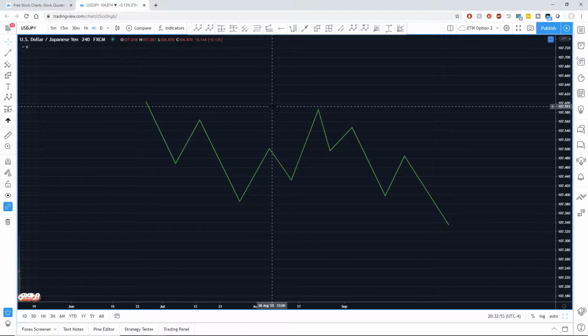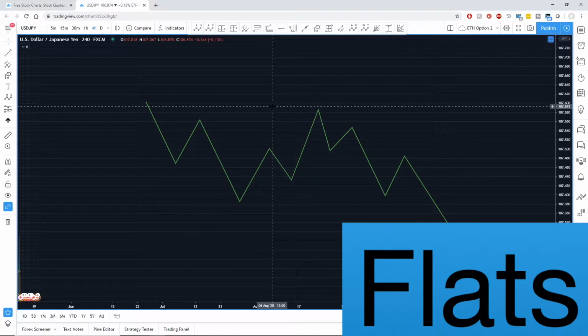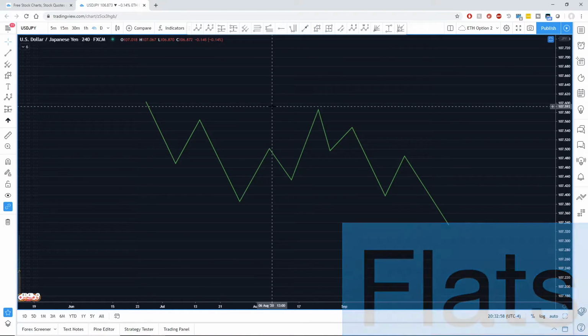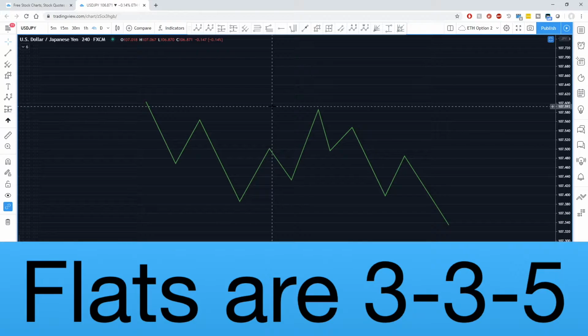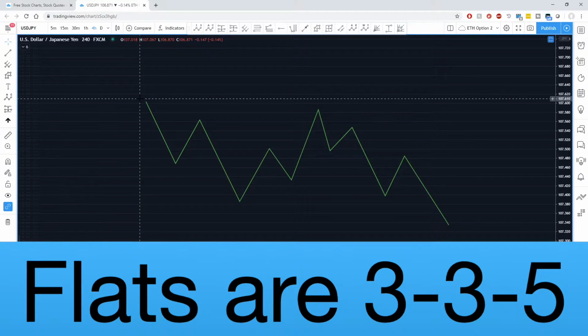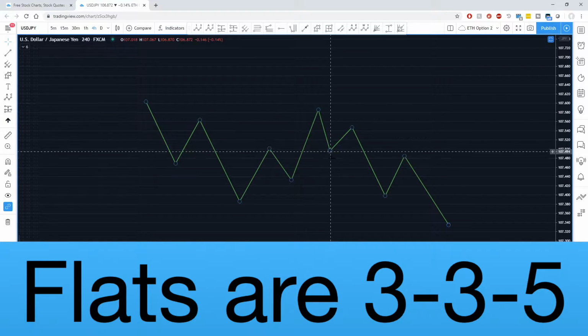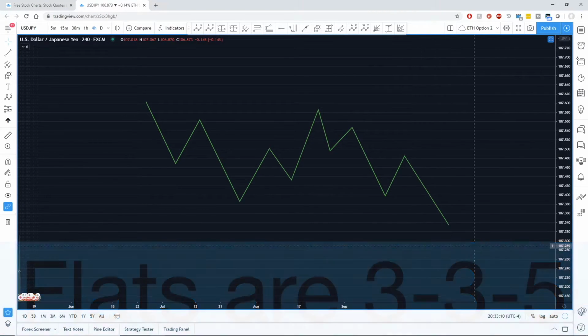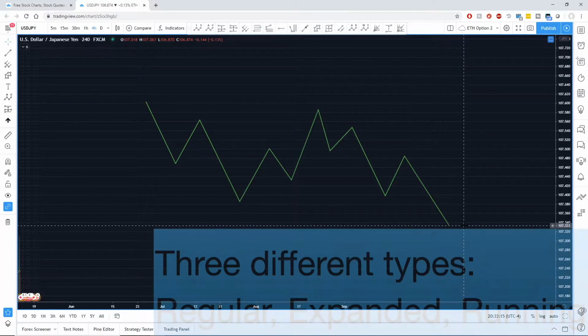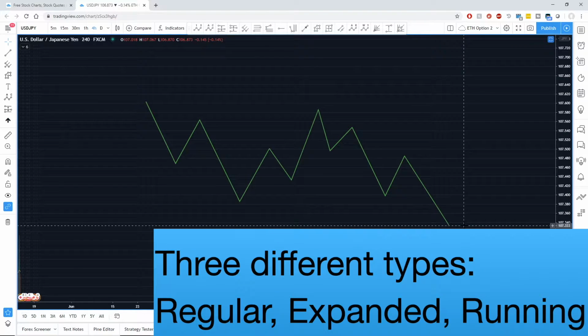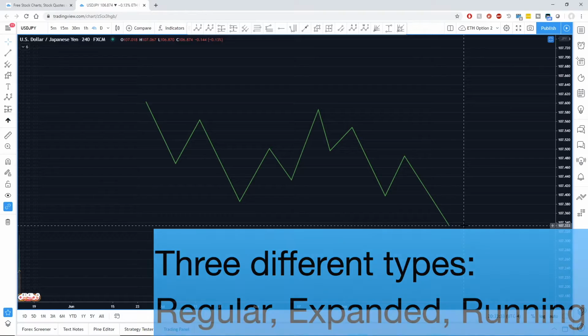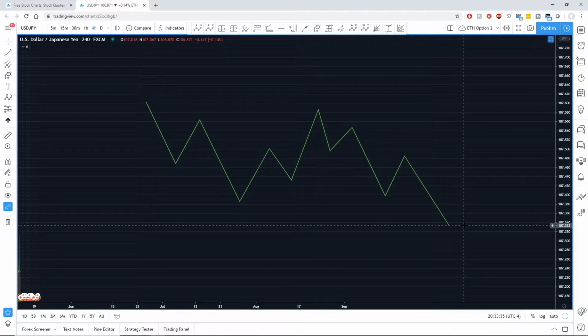Next up, let's take a look at flats. Now, whereas zigzags came in 5, 3, 5 patterns, flats are 3, 3, 5. So the A wave of a flat is a 3-wave move, the B wave is a 3-wave move as well, and the C wave is a 5-wave move. And just like with zigzags, there are 3 different types of flats. We have regular flats, expanded flats, and running flats. Don't worry too much about the variations right now. Just remember that flats are 3, 3, 5. We'll get into all the different types shortly.